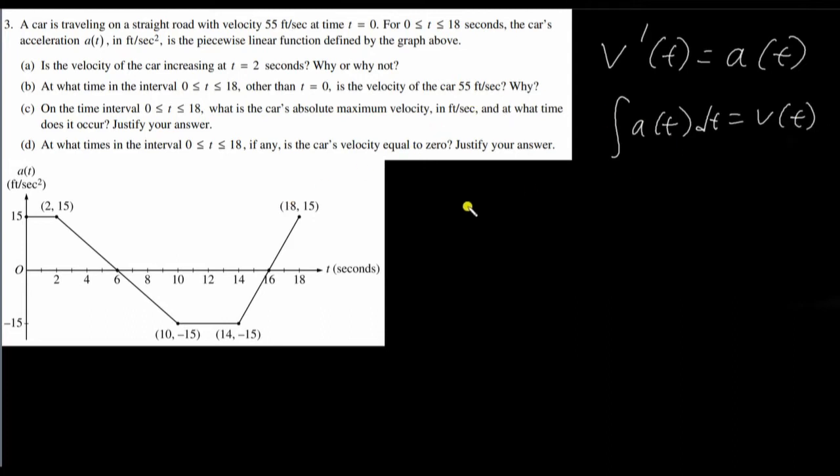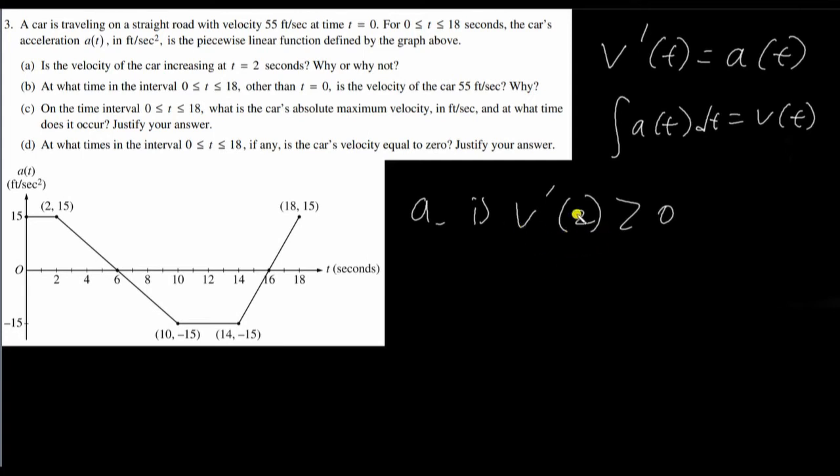Now that we have those two relationships out of the way, let's look at part A of this question. Is the velocity increasing at time t equals 2 seconds? Why or why not? If the velocity of the car is increasing, then its derivative is positive. So if the derivative of velocity is positive at time t equals 2 seconds, then its velocity is increasing. So is v prime of 2 positive? If so, then v of 2 is increasing.